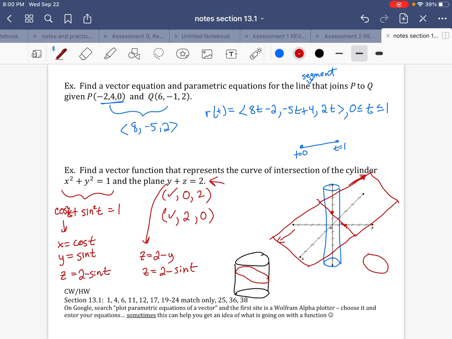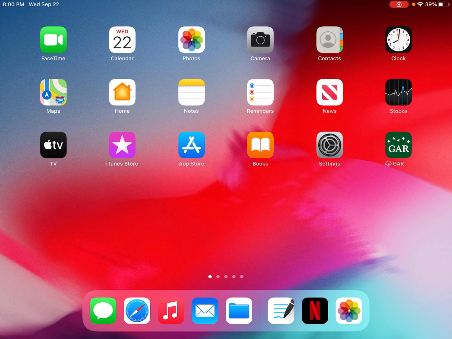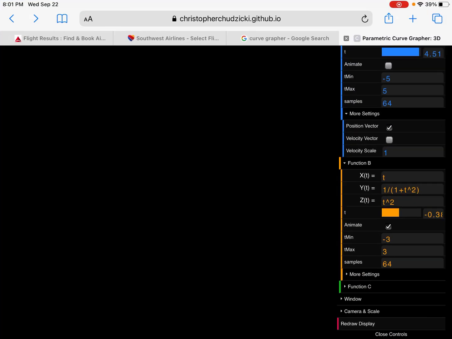All right, so we have that circular shape, radius 1, and we have the z traveling along the path of this plane right here. Okay, that's my z value. It's going up and down along that path. All right, and so there is the parametric equation of the function, the intersection of the cylinder and that plane. So let me show you on the app here.